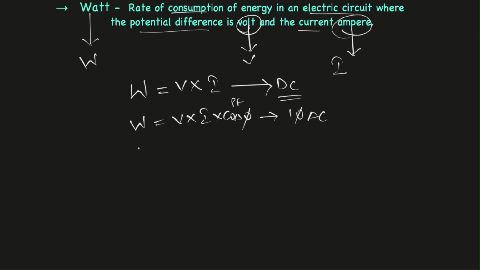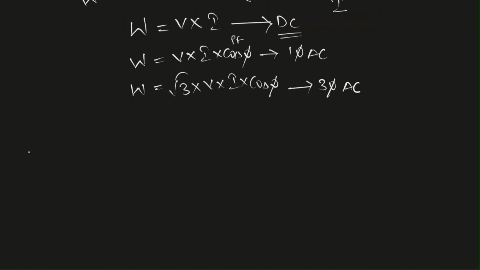Whereas when it comes to a three phase AC circuit, watt equals root 3 times voltage into current into power factor, that is cos phi. This is for a three phase AC circuit. So in an interview, if they ask you 1 ampere of current is flowing through a circuit, how much wattage or power is this circuit consuming? Then you have to answer this question by using any of these three formulas.